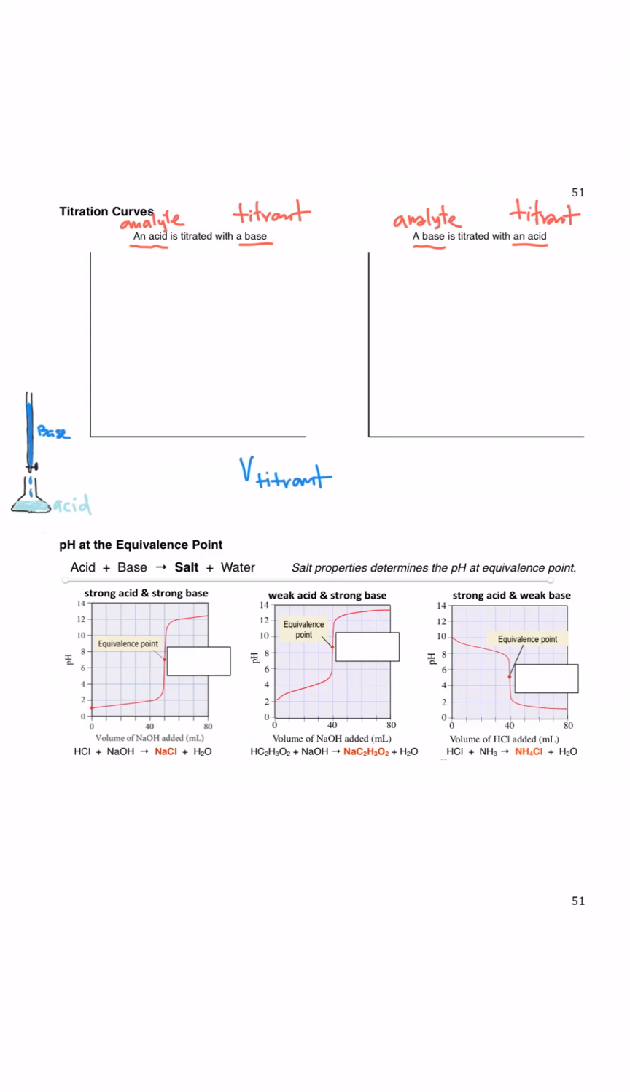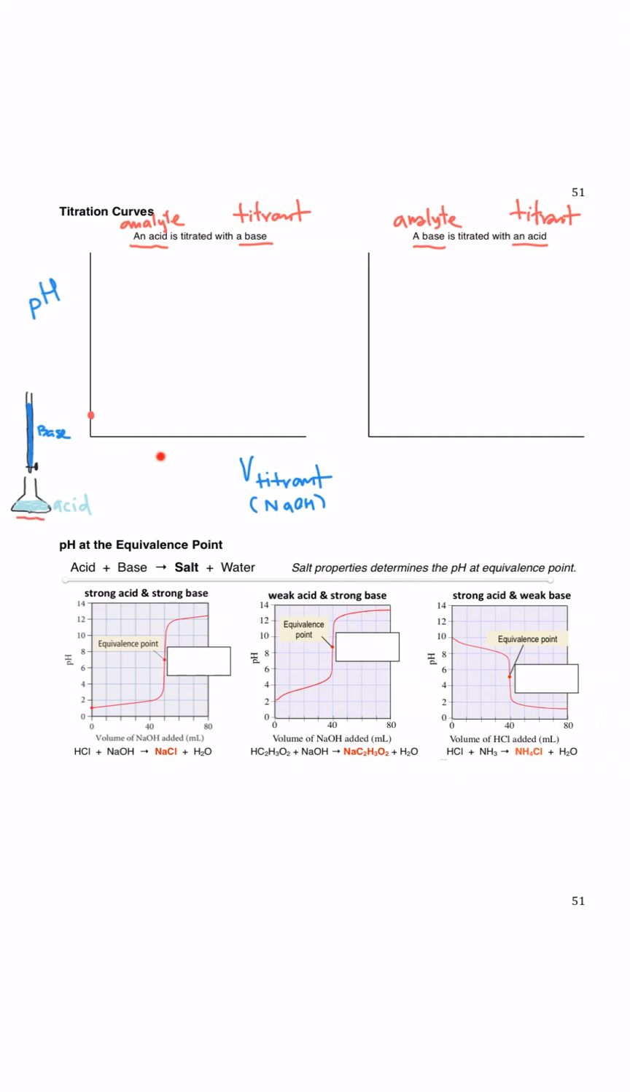And for the first graph, the x-axis is going to be the volume of a base such as sodium hydroxide. The y-axis will represent the pH of the solution inside the Erlenmeyer flask, which is the analyte. At the beginning of the titration, before any base is added to an acid, the pH of the solution will be a very low pH. It indicates this solution is an acidic solution.